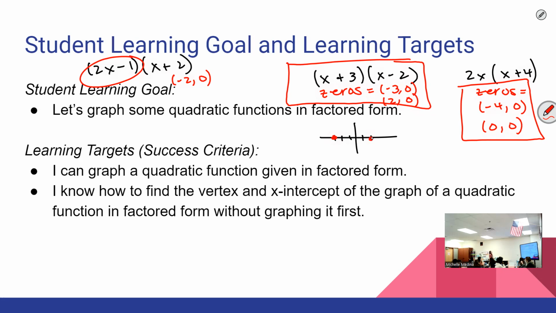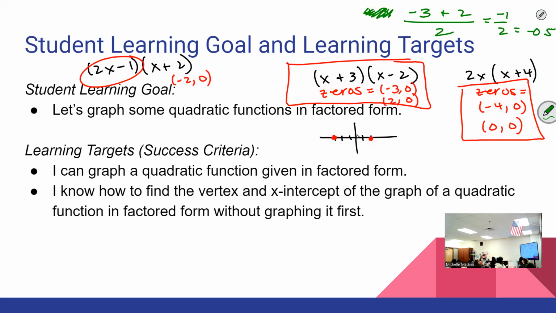To find the vertex of our factor form is to identify our zeros and then find like the middle of them. So what would be the middle of -3 and 2? 0.5, good. So if that math is like hard for you to do, you kind of just take the average of them. -3 plus 2, and then you'll divide that by 2. What's -3 plus 2? -1, and then -1 divided by 2 is -0.5.